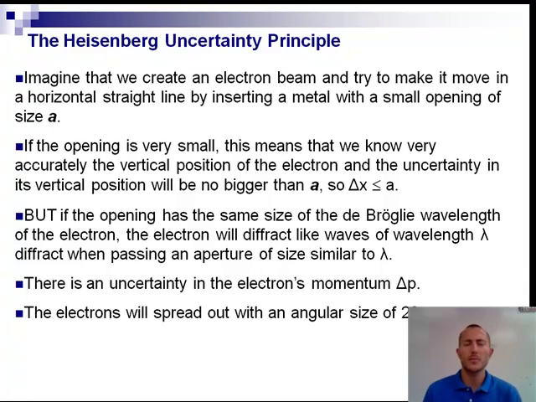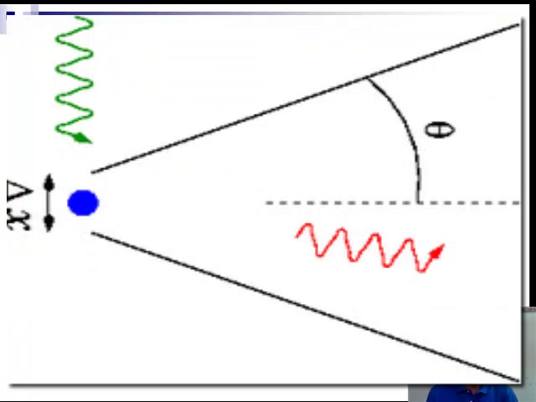So let's try and explain this as simply as possible. Let's imagine that we take a beam of electrons and we shoot it through an opening. Let's say we have a very, very fine beam of electrons and we have a very, very small opening that has a size of A. If that opening is very, very small, then we know with a very high amount of precision where the vertical position of the electrons is, because the uncertainty in the vertical position cannot be any larger than A, the size of the opening.